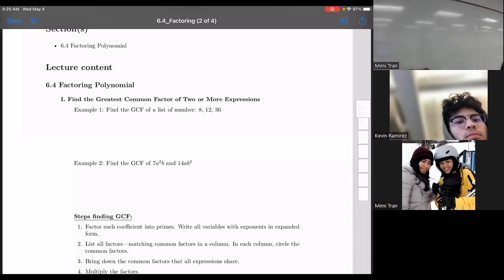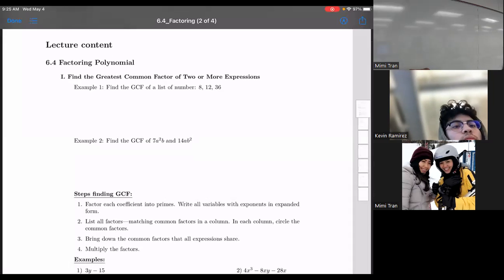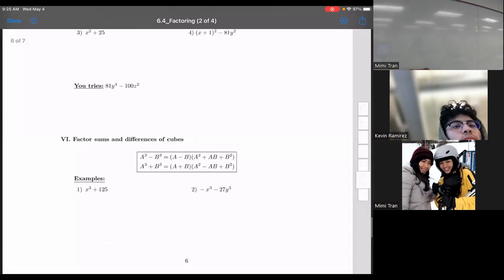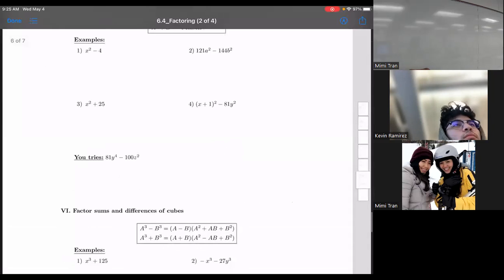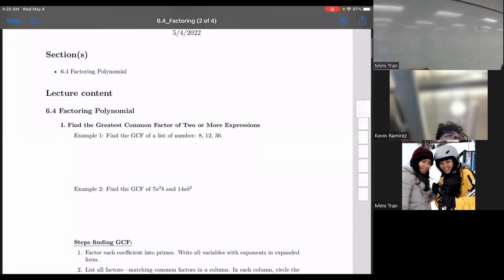Right, so 6.4 is factoring polynomials. We have several subjects here, I believe from 1, finding the greatest common factor, all the way to the 6th one, factoring sums and differences of cubes. So 6 topics. Factoring is important. I don't know how much math you have to take, but as long as you take math, you need factoring. Every single course always comes back to factoring.